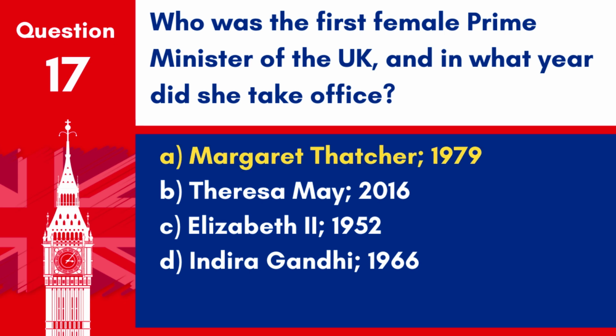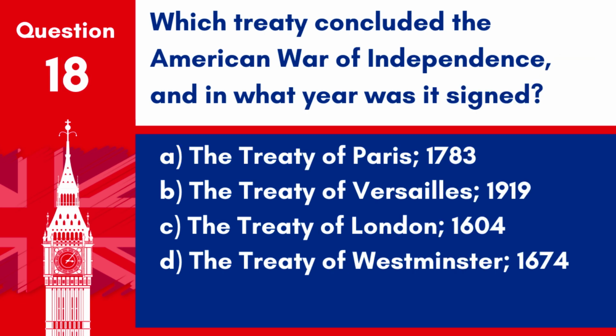Answer A. Margaret Thatcher, 1979. Margaret Thatcher became the first female Prime Minister of the United Kingdom in 1979. Question 18. Which treaty concluded the American War of Independence, and in what year was it signed?